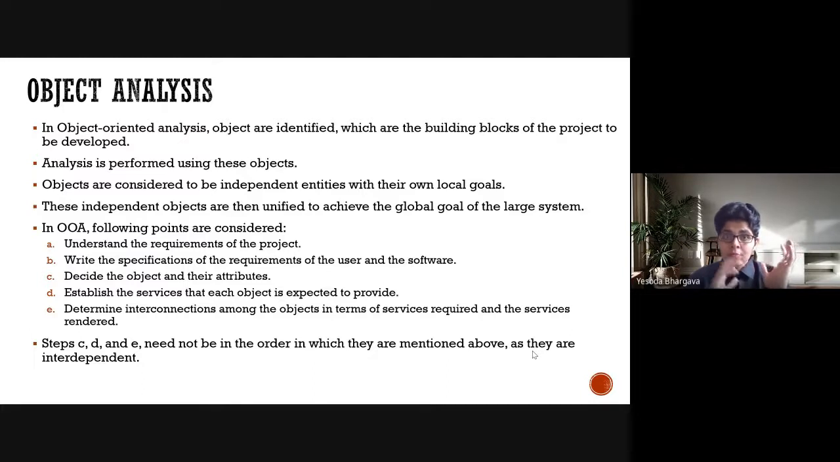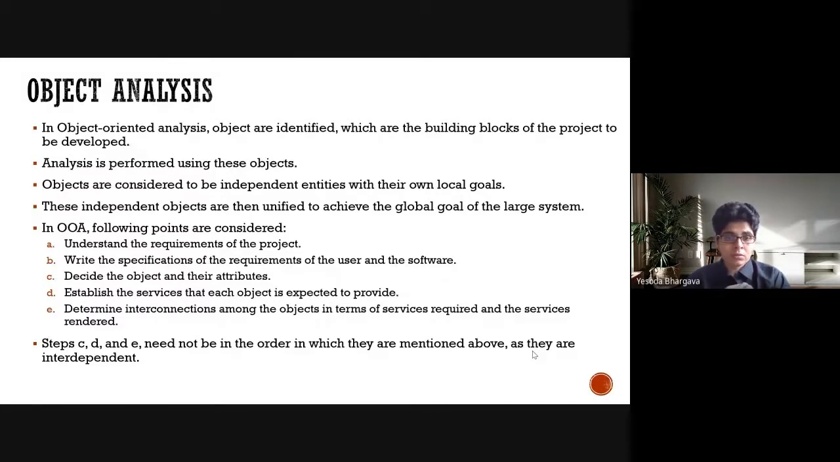So, imagine it as a reverse pyramid. Every successive state or every successive phase is considerably dependent on the preceding stage. So that is why when we talk about object analysis, identification of objects, one of the prerequisites is that you have to understand the requirements of your project and write the specification of requirements of the user and the software, which you have already done in your SRS.